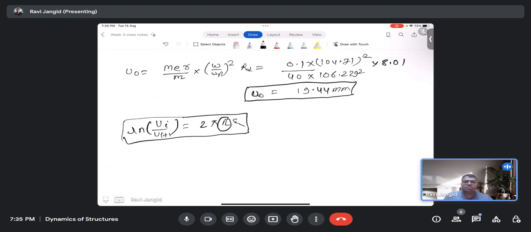Where is the ratio ui over ui plus 1? Do you have that ratio? Yes, in the 14th question, the initial ui is 2.5 and ui plus 1 is 1. Both are in seconds. The ratio of successive cycles, 2.5 is to 1, is given to you. So ln 2.5 equals 2 pi psi, and then you can find it out.